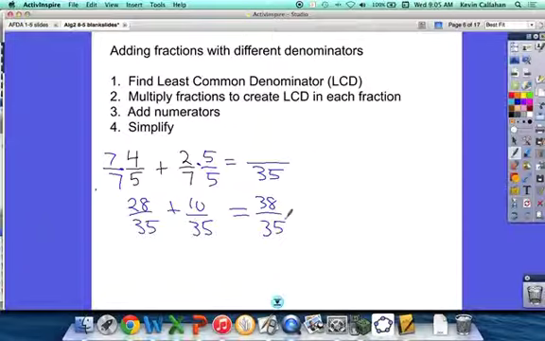Right, so first we found the least common denominator. Then we multiplied each fraction to create that LCD in each fraction, and then we added the numerators. Now the last step, sometimes there could be something to simplify at the end. In this case, 38 over 35, are there any common factors? No. So you're done. Most of the time when we're doing the rational expressions, there's not anything to simplify at the end, but every once in a while they throw that in there. Since the bottom is lower than the top? No, you can leave it like that.